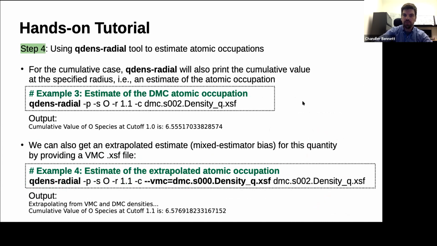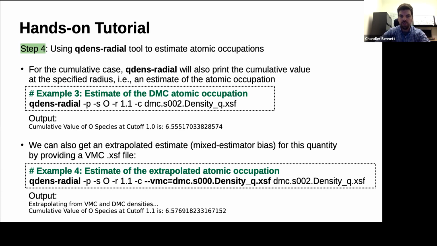We can also print the cumulative value at the cutoff radius. So this is generally used to estimate, say, the population. And so if you run, this is the exact same command, I think, as before. If you run this and look at the output of your terminal, you'll see that this is actually recorded for you. So this tells us that the cumulative value of oxygen at the cutoff 1 is equal to roughly 6.55. And this is consistent with the intuition as we expect the oxygen to pull charge away from the hydrogen atoms, of course.